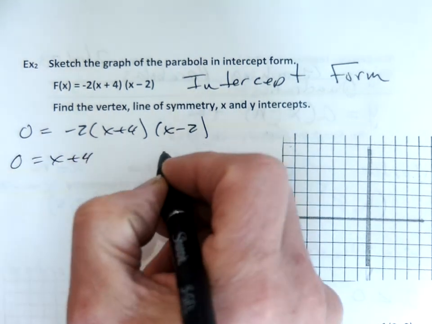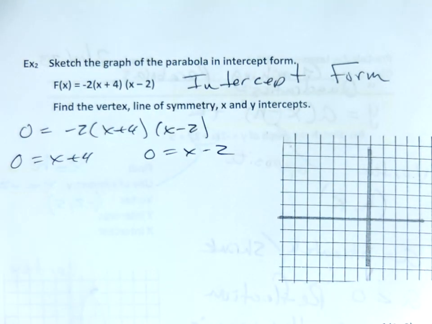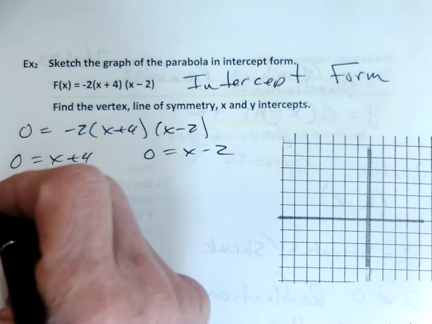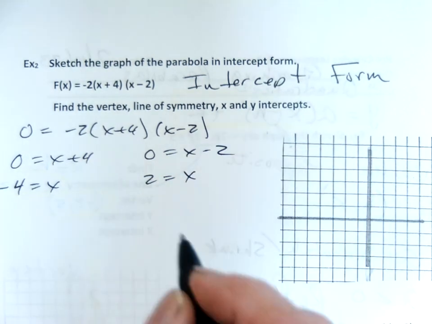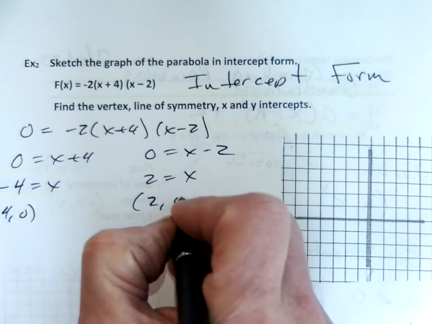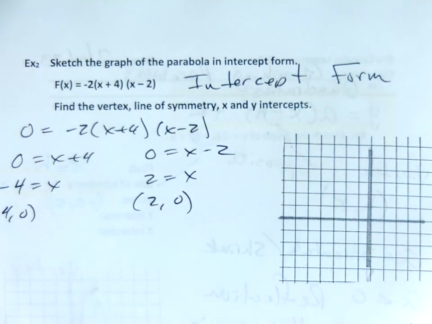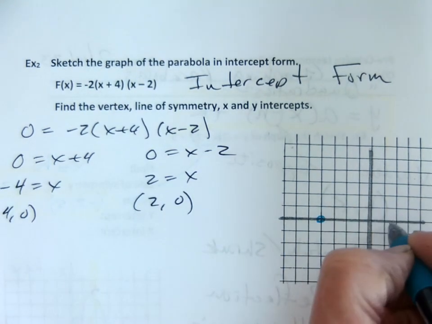I mean, it's already factored. I don't need the negative 2. The negative 2 does not affect the intercepts. It just affects the stretch. So one x-intercept is negative 4. The other intercept is 2. So we've got negative 4, 0, and 2, 0. Okay, everybody good on that? I just did my mini equations. So I'm going to graph those at 1, 2, 3, 4, and 1, 2.